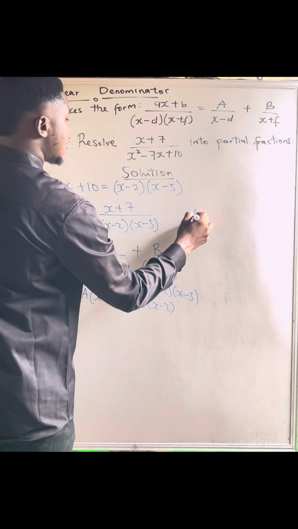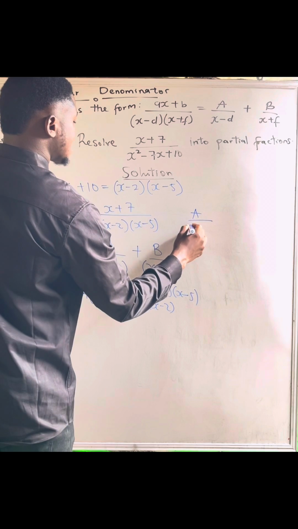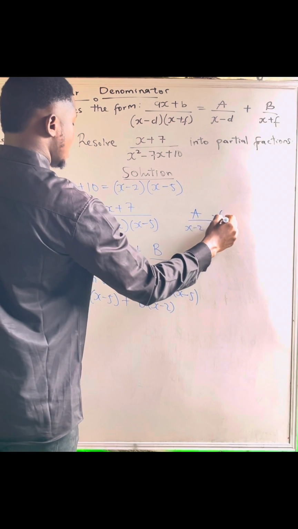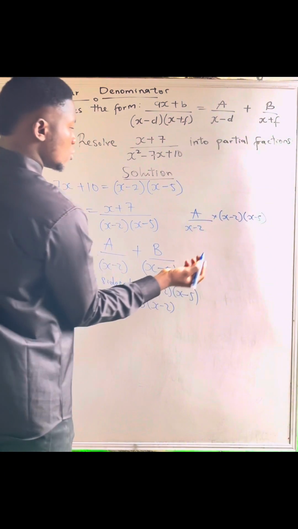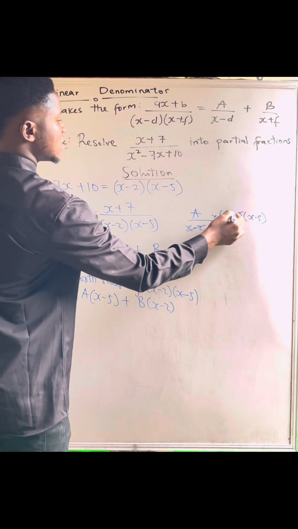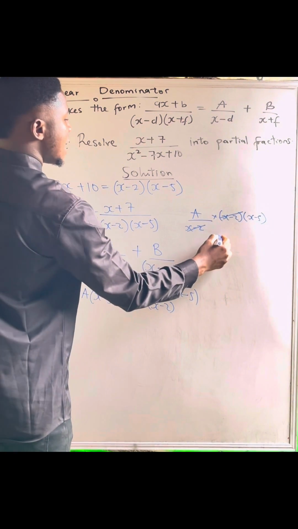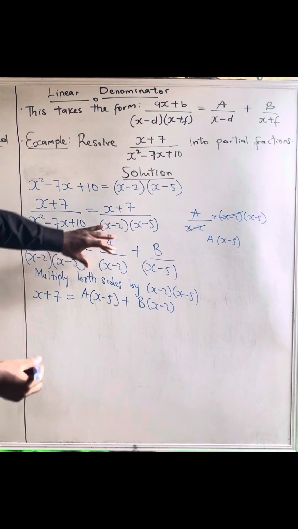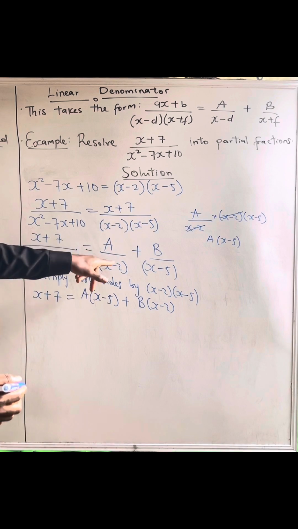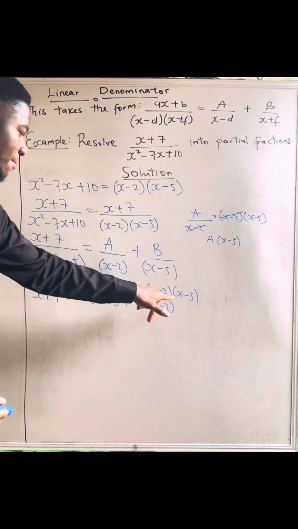You know, if I have something like a over x minus 2 and I multiply it by (x minus 2)(x minus 5), this x minus 2 will cancel with this x minus 2, and I'm left with a(x minus 5). So that was how this turned to this after being multiplied.